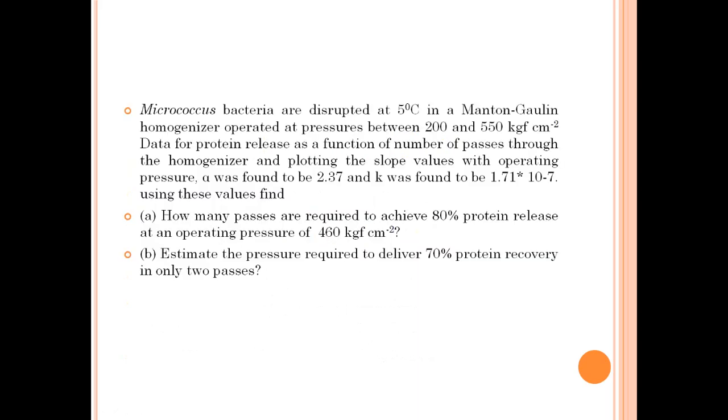Okay, it is not small actually, it is a big problem, a graphical problem where they have tried to use micrococcus bacteria. So I'll read this problem first so that we understand what we are supposed to do. Micrococcus bacteria are disrupted using a Manton Gaulin homogenizer, which is working at a pressure range that they have given. Data for protein release as a function of number of passes through the homogenizer, and plotting the slope value with operating pressure, alpha was found to be 2.37 and K was found to be 1.71.